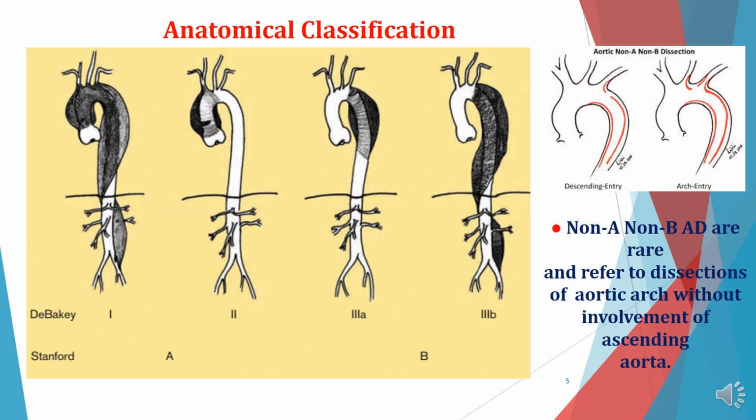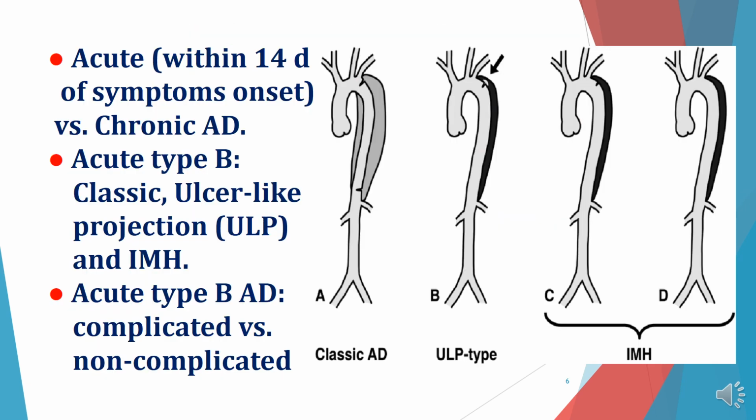And if the tear is distal to the left subclavian artery and the aortic dissection extends below the diaphragm, then this is DeBakey 3B. And we have also the non-A, non-B aortic dissections, which are rare types of dissections, and they refer to dissection of the aortic arch without involvement of the ascending aorta.